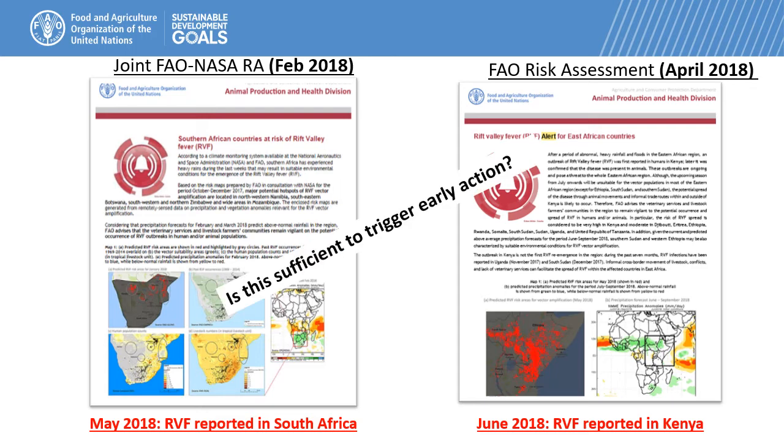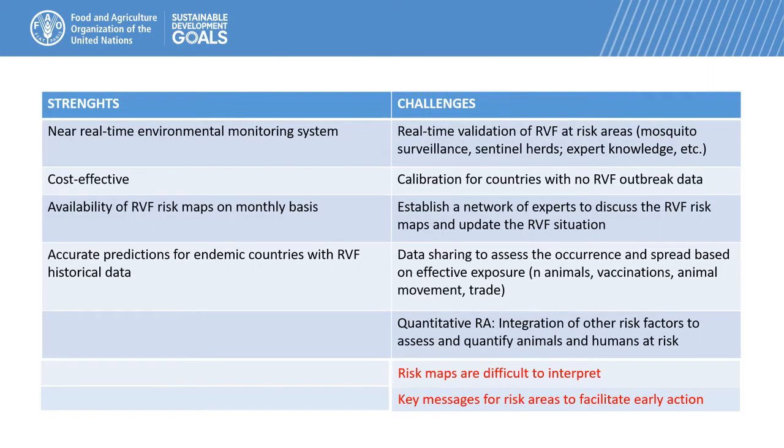But is this sufficient to trigger early action? Our scope is to produce risk maps in order to trigger early action and response. And we found that this is very important to what we do, but it's not sufficient to actually trigger early action.